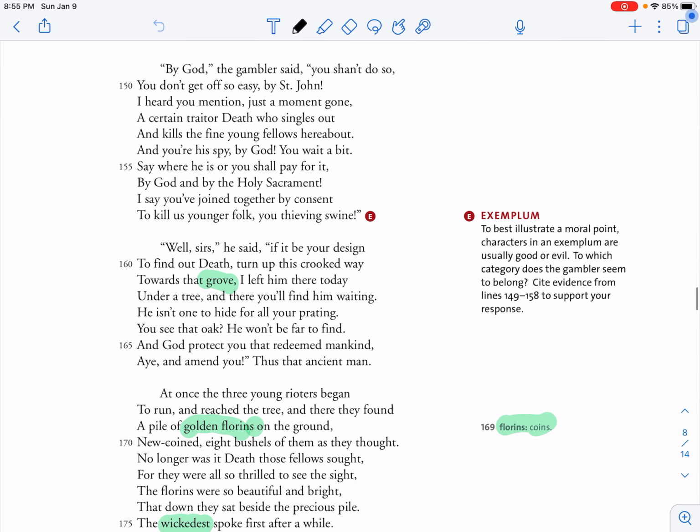Now, the three rioters, one of them is a gambler. And it says, "Now, by God," the gambler said, "you shan't do so. You don't get off so easy, by St. John. I heard you mention just a moment gone a certain traitor, Death, who singles out and kills the fine young fellows hereabout. And you're his spy, by God."